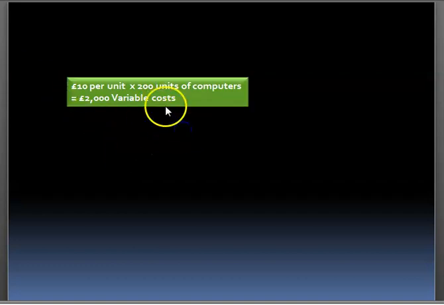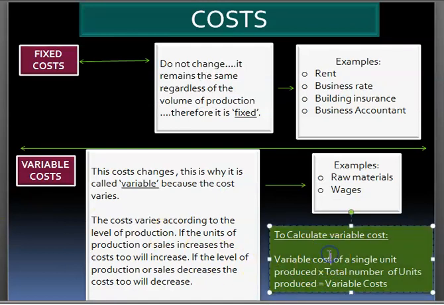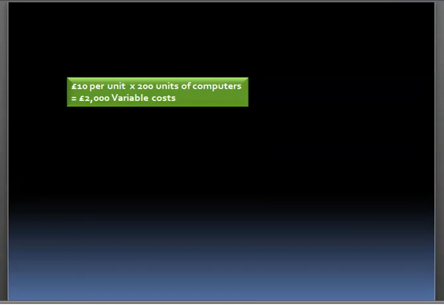But sometimes in an exam they might just give you a figure and say variable cost is £2,000. You just have to use the figure without needing to calculate it. So this is where we have to calculate variable cost. All right, now let's keep going. Now, the next thing I want you to do is to go into total cost.